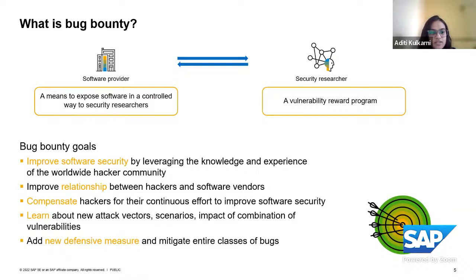So simply put, bug bounty involves exposing the software of a vendor, of a company, in a controlled manner. So there would be certain limitations of what is exposed, and in that exposed software, the researchers would be performing their assessments and then reporting the vulnerabilities to the vendor, and then they would be getting a reward on top of that. Right? So if it's a confirmed vulnerability, they would be paid a certain amount. So this is in basic sense what a bug bounty program means.